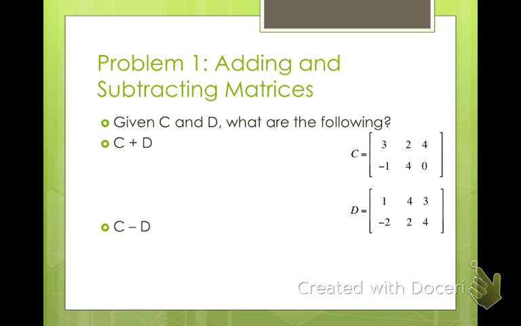Okay, for subtracting, just make sure when you subtract all the elements. So you do 3 minus 1, which is 2, 2 minus 4, which is negative 2, 4 minus 3 is 1, negative 1 minus a negative 2 means plus 2, so that's 1, 4 minus 2 is 2, and 0 minus 4 is negative 4. So make sure you subtract in the order that's given, not in any order.